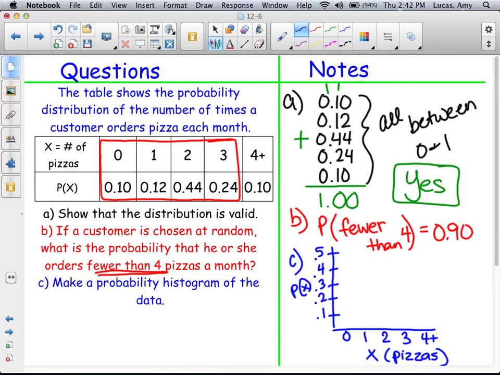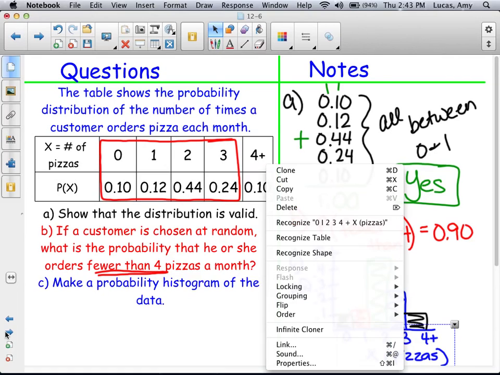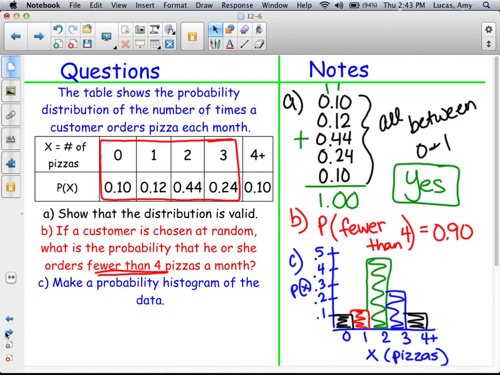So 0, 1/10 of the people got 0 pizzas. Then a little bit higher than that for 1 pizza. Then we have to go way up to 0.44. So about here. For 3, it's 0.24. So about here. And then 4 plus. Like that. And that's it. There's our histogram.